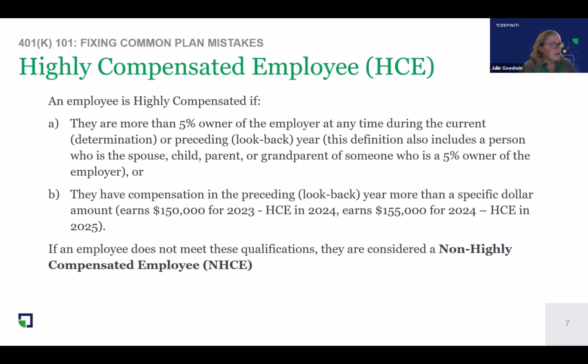Additionally, any non-owner who exceeds the compensation limit set forth in the prior year is also highly compensated. So for example, somebody who earns $150,000 in 2023 is an HCE in 2024. If they earn $155,000 in 2024, they'll be an HCE in 2025. The classification of highly compensated versus non-highly compensated comes into your coverage and non-discrimination testing.